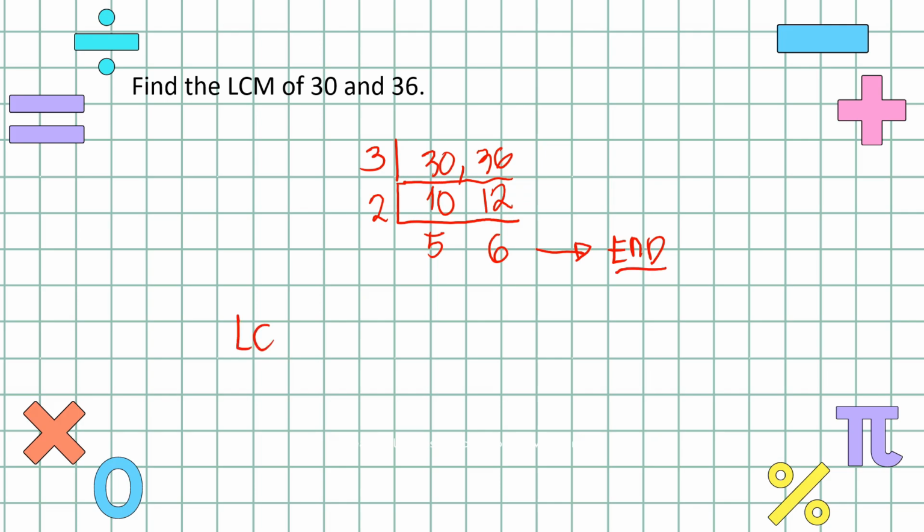So, to find the LCM, we simply multiply these numbers all together. 3 times 2, that is 6. 6 times 5, that is 30. 30 times 6 will give us 180. And that will be our final answer.